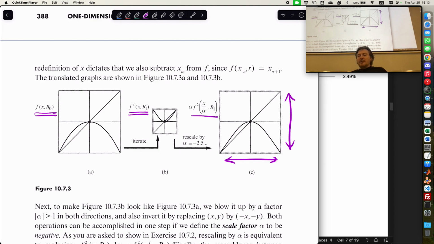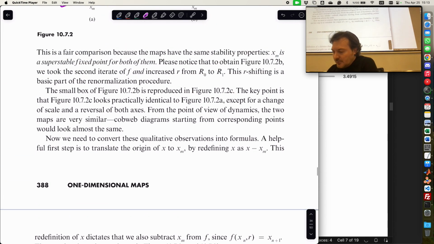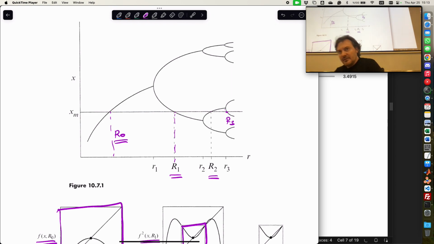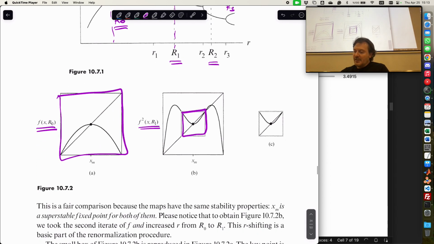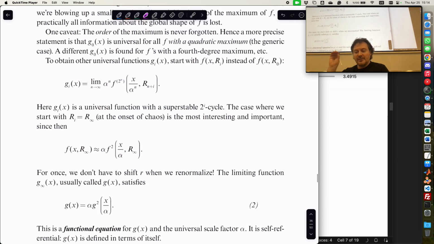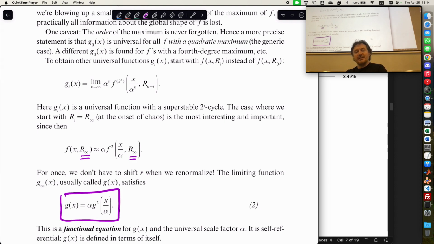Okay? And this is just going from R0 to R1. We went from R0 to R1. Then if you do it for R2 and for R3 somewhere here, these R's are getting closer and closer, right? So he realized that actually at infinity, when you hit chaos, it's more or less the same R. So more or less we are dealing with a function that is self-referential.